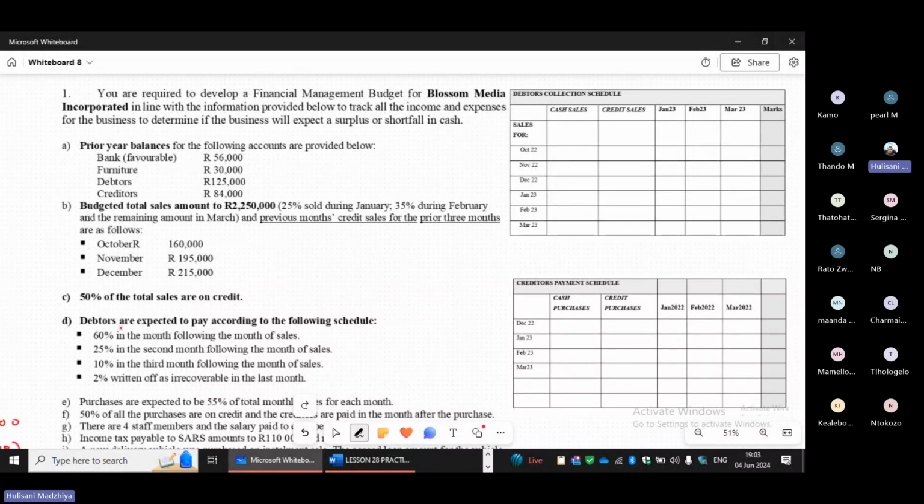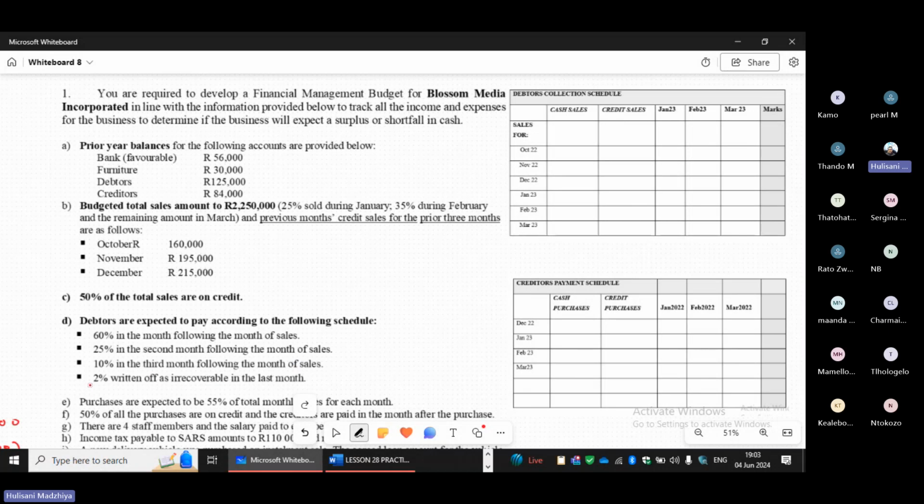And then it continued to say that debtors are expected to pay according to the following schedule: 60% in the month following the month of sales, 25% in the second month following the month of sales, 10% in the third month following the month of sales, and 2% is written off as irrecoverable.